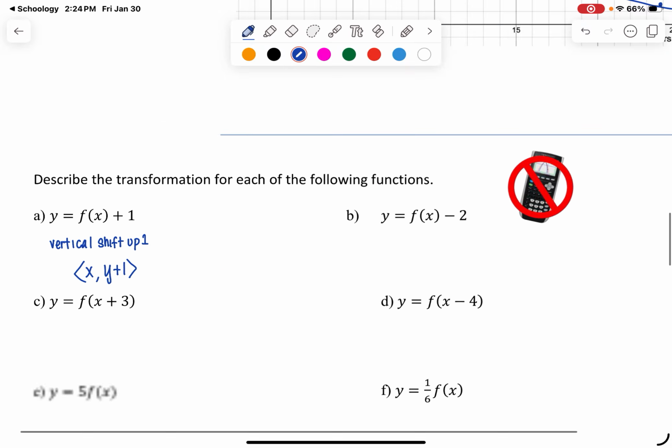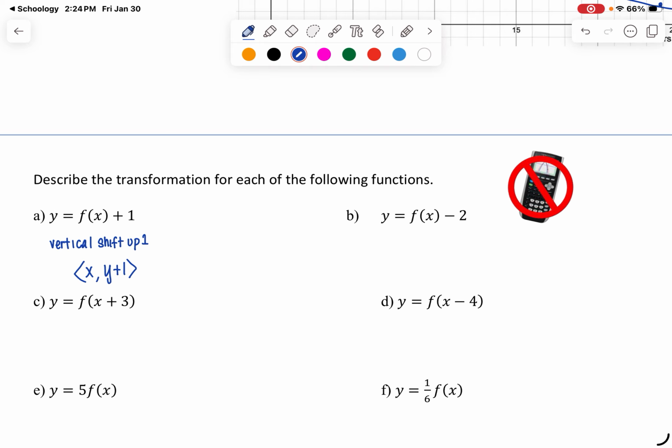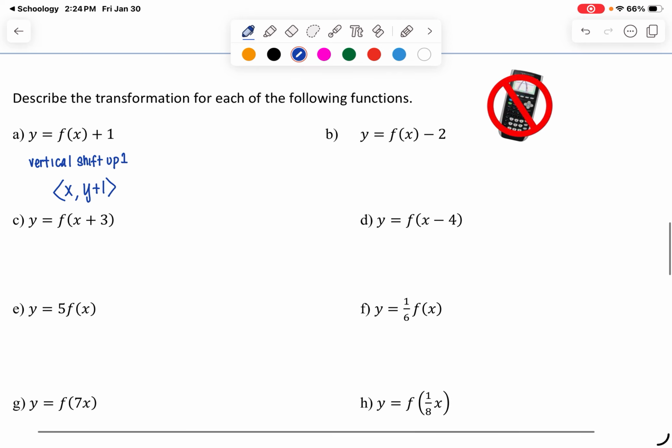All right, go ahead and pause the video and try the rest on your own. And then you can fast forward through me explaining each one and see how you did. Or if you got anyone wrong, you can rewind and see, so on and so forth. Okay. So this is a vertical shift down 2.